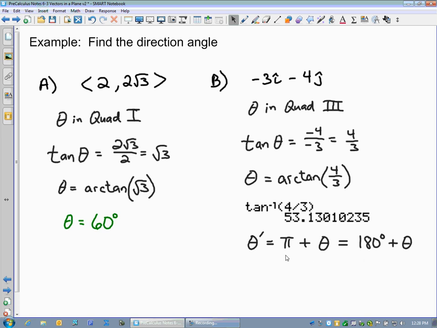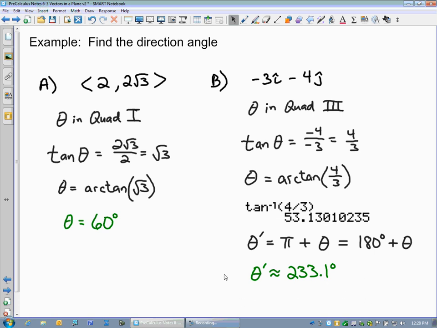And that's because pi radians is the same as 180 degrees, of course. So using the degree version, I simply add 180 to 53, and that'll give me that theta prime is approximately 233.1.